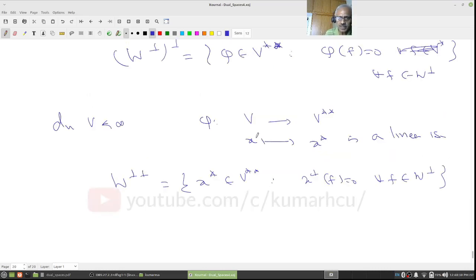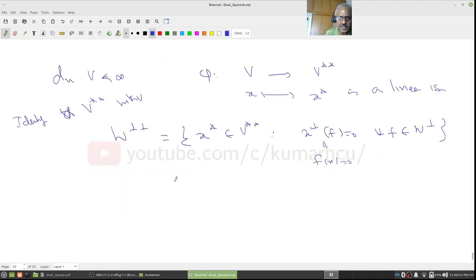Because of this, we will identify V double star with V. Therefore, anything is going to be x star, but x star f is nothing other than f of x. Therefore, I can as well say the set of all x in V so that f of x is 0 for all f in W perp. Please understand, these are the things which students actually have a lot of difficulty. Okay, go slow, understand this well.